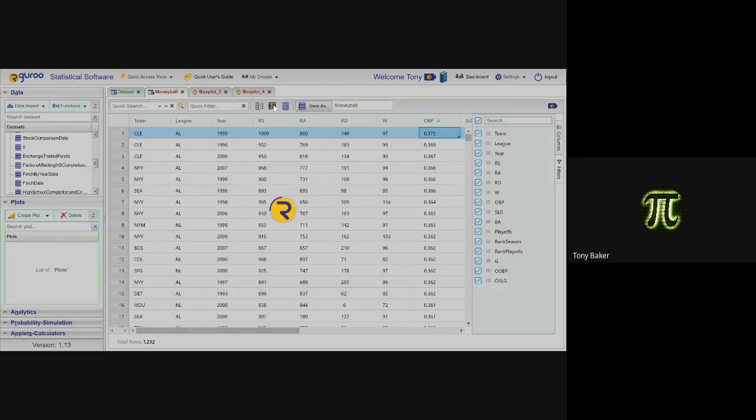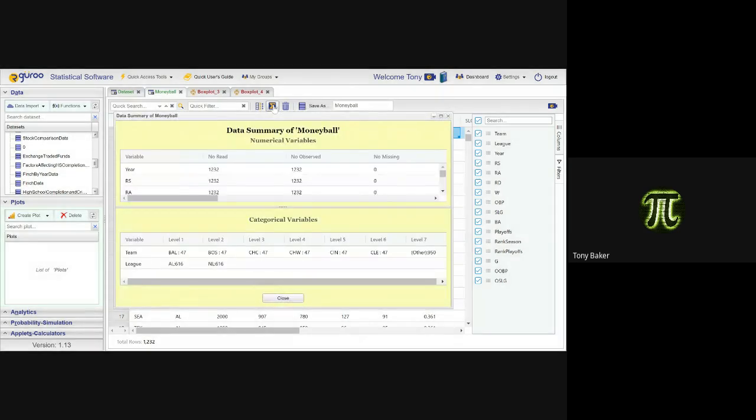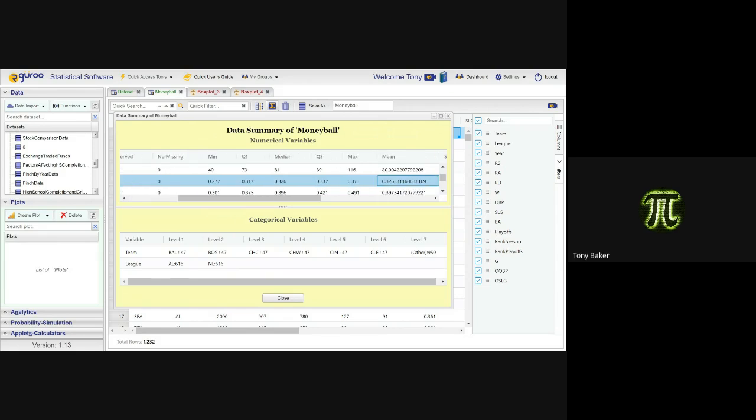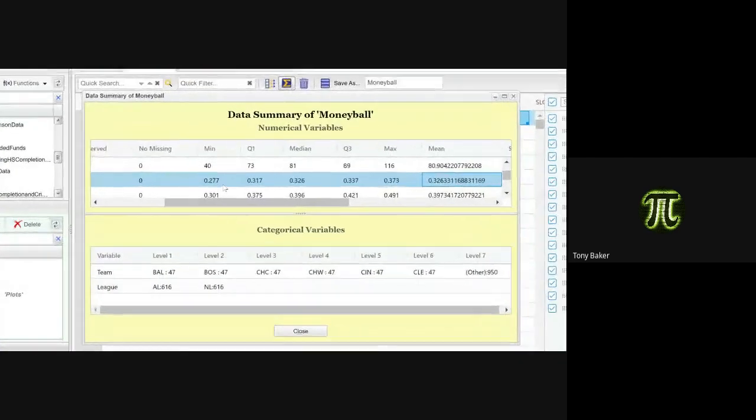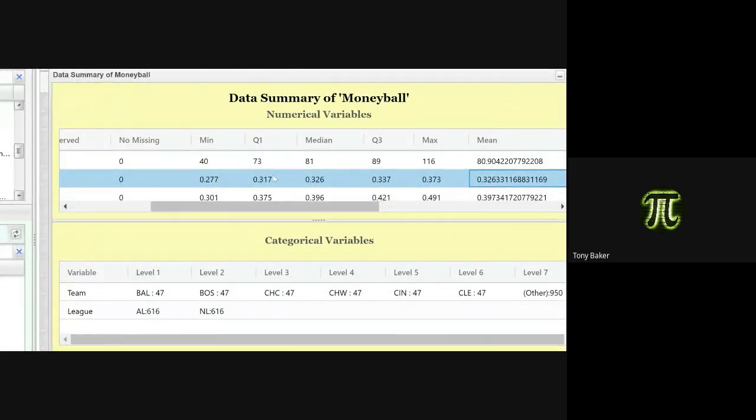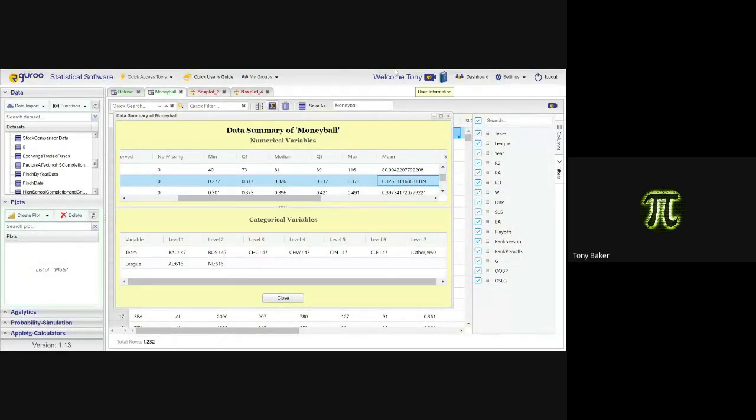So save. We look at that. If we go down to OPS or on-base percentage, we now have our min, max. We have all that information right there. Min, Q1, median, Q3, and max. Does it say Moneyball on that data set? Yes, it's called Moneyball.